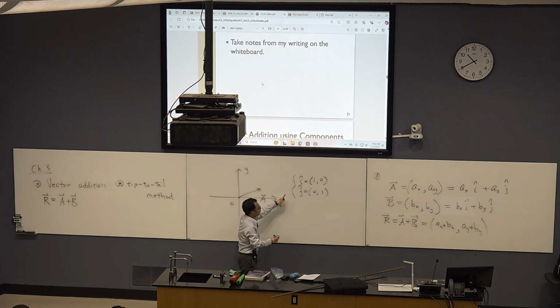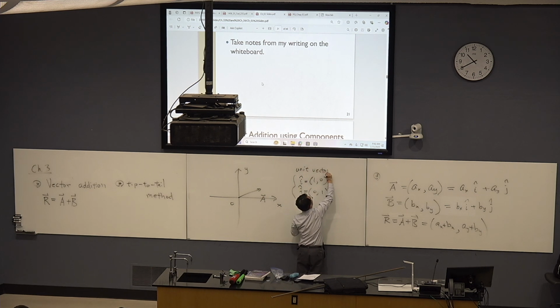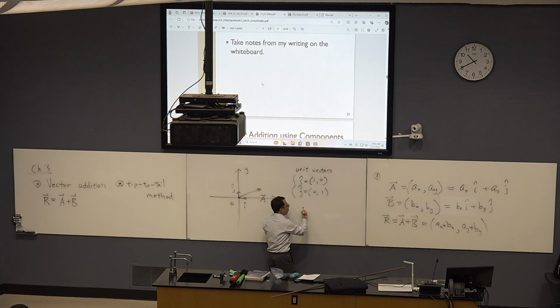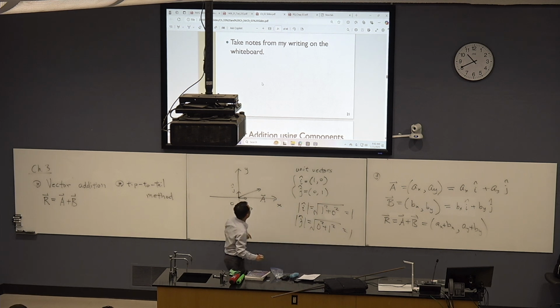Okay? Those are called unit vectors. Right? So like unit vector i hat is here, j hat is here. They are called unit vectors because their lengths are 1. Say if you consider the magnitude of i hat, it's going to be equal to square root of 1 squared plus 0 squared, which is 1. And the magnitude of j hat is square root of 0 squared plus 1 squared, it's also 1. That's why those are called unit vectors.